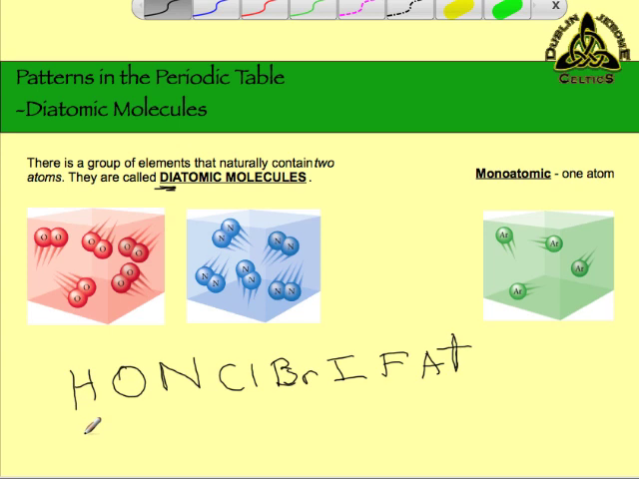All the other atoms on the periodic table are single atoms. They are by themselves. They exist in sets of 1. So these are all our diatomics. See, there's only 8 of them, so you only have to memorize 8. Or just memorize a word, Honkelbrifat.